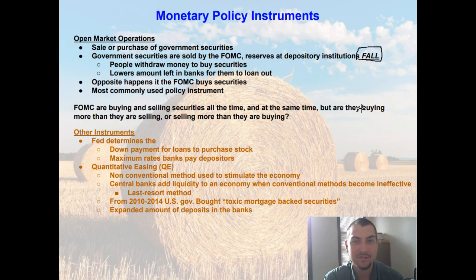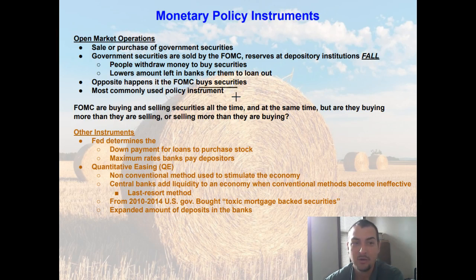So what's happening to deposits at the banks? Deposits at the banks are falling, which means they have less reserves, meaning less gets loaned out. So people withdraw their money to buy these securities. They withdraw it from the bank, which lowers the amount left in the banks, and it lowers the amount left for them to loan out. The opposite will happen if the Federal Open Market Committee buys securities.